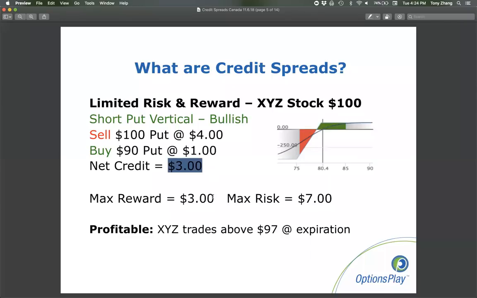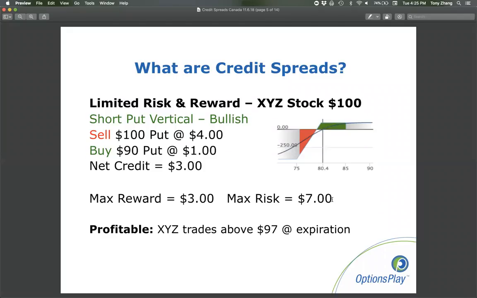And that is going to be your max reward. Your max reward on a credit spread is the credit that you receive. That's part of why we call it a credit spread. Your max risk is determined by the distance between the two strikes. So the $100 put minus the $90 put is a $10 width. The distance between those two strikes minus the $3 credit that you receive. So your max risk here is $7. Now, initially when a lot of people look at that, they say that doesn't quite make sense. Why would I risk $7 to make $3? I'll show you in a little bit in the next slide why that is the case.